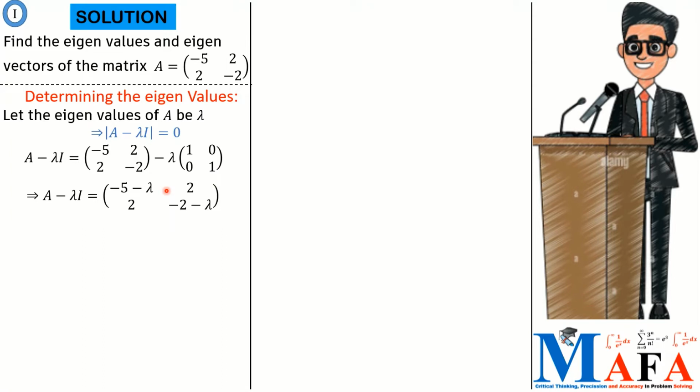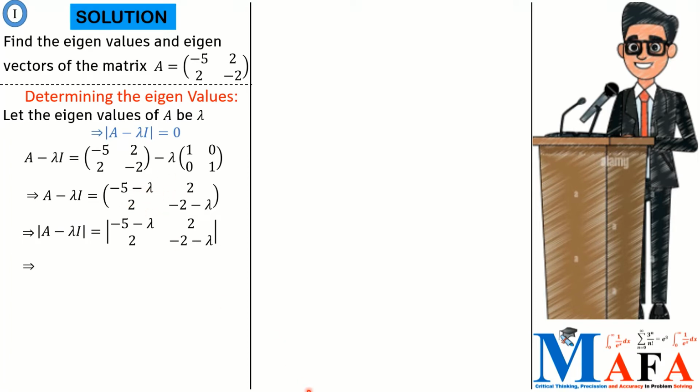Now, subtracting two matrices which have the same order, we just subtract their corresponding entries. The first entry of my matrix A minus lambda I is -5 minus lambda. This entry is 2 minus 0 times lambda, but 0 times lambda is 0, so we have 2 minus 0, and so on. We get this entry and this entry. So the determinant of my matrix A minus lambda I is simply the determinant of this matrix.